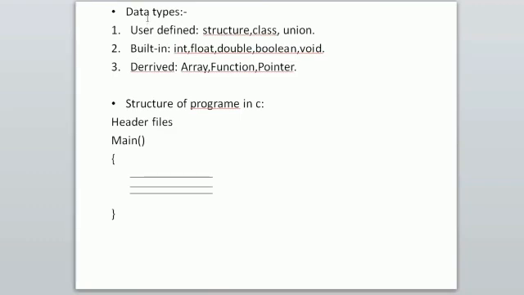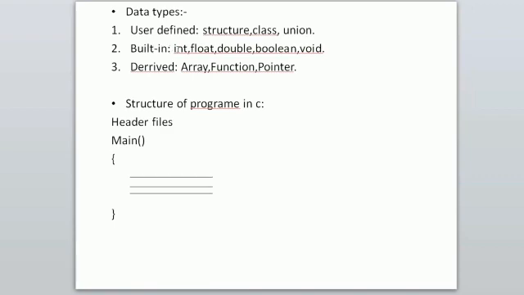Okay, so then हम देखेंगे data types. So data types are of three types: user defined data types, built-in data types, derived data types. Okay, so structure, class and union are the user defined data types. User defined means what? User can write the code as per his or her choice. Okay, so then आता है built in data type.